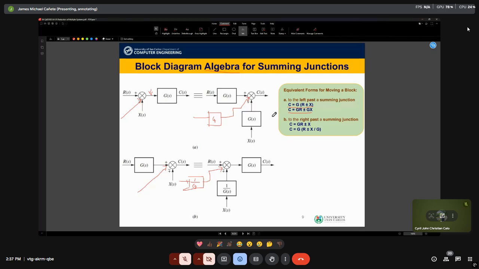So there is algebra for summing junctions, used graphically. The same can be said for the second situation, when you have a block on the left side, on one of the branches, and you want to move it to the output of your summing junction. It is also based on mathematics.